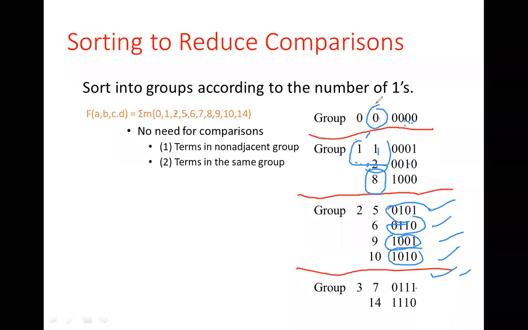Next, 8 we should compare with 5, 8 should be compared with 6, 8 should be compared with 9, and 8 should be compared with 10. If you want, you can compare with 7 and 14 also and check the difference. So 0 will be compared with 1, 2, and 8, which also means it is equivalent to comparing 1 with 0, 2 with 0, 8 with 0. No need to compare with the upper one. Only with the lower one, if you compare, it's sufficient. So this is what comparing is.